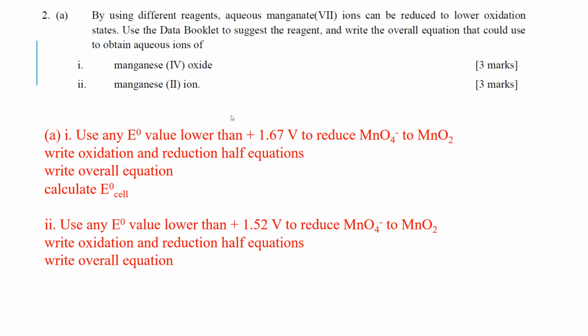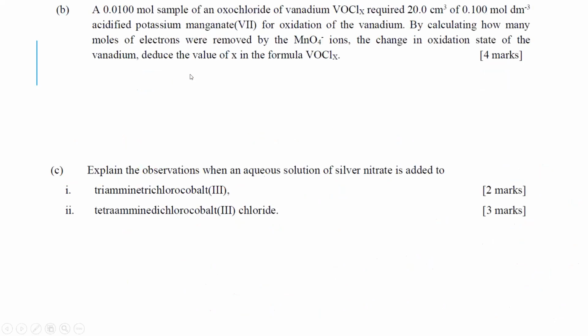Okay, then we are going to 2B. 0.0100 mole of a sample of oxochloride of vanadium, VOClX, requires 20 centimeter cube of 0.1 acidified potassium manganate for oxidation of the vanadium. By calculating how many moles of electrons were removed by MnO4 minus, state the change in oxidation state of the vanadium, hence calculate the value of X in the formula of VOClX.